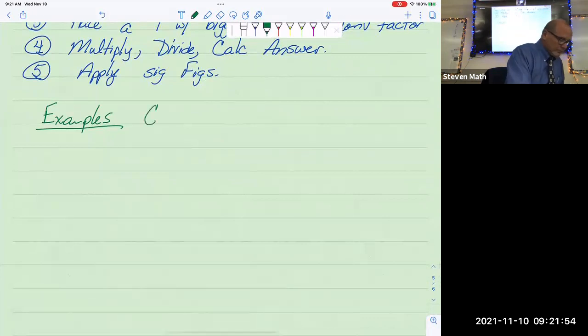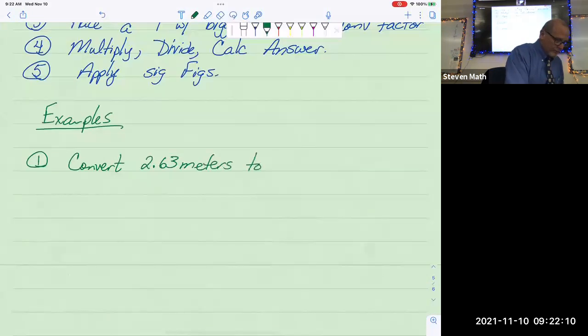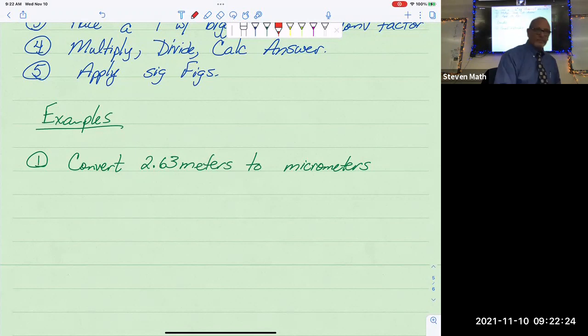Convert 2.63 meters to micrometers. So that's what we're given. Start with 2.63 meters.